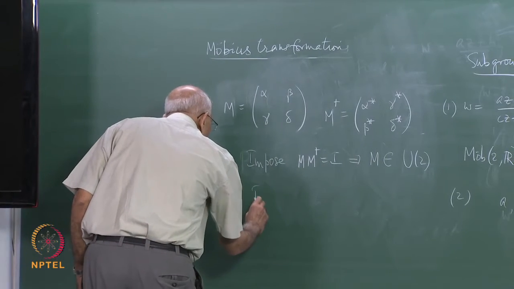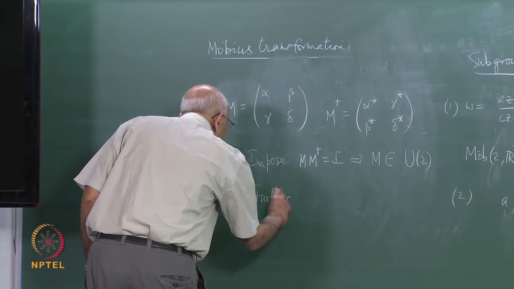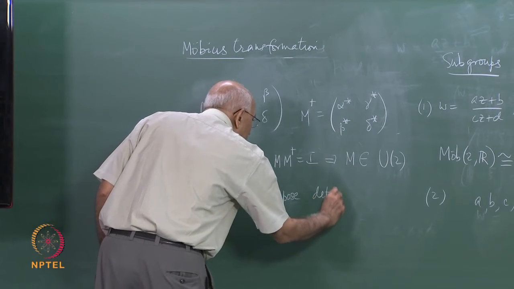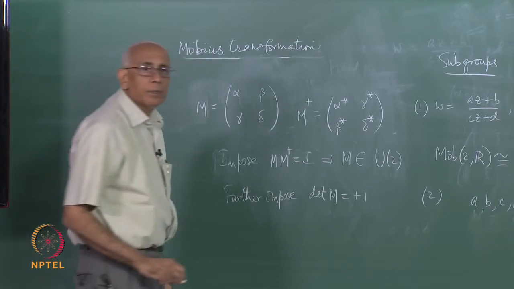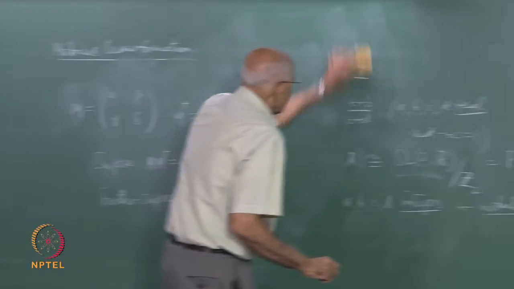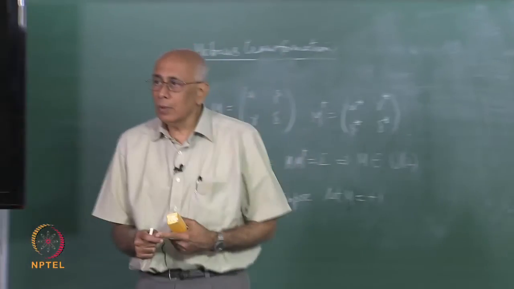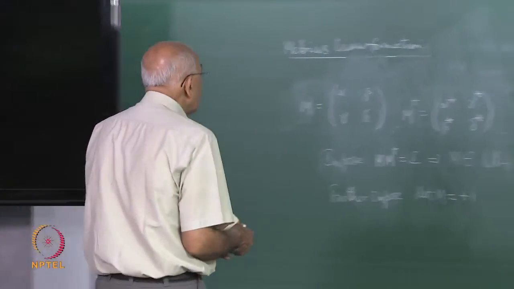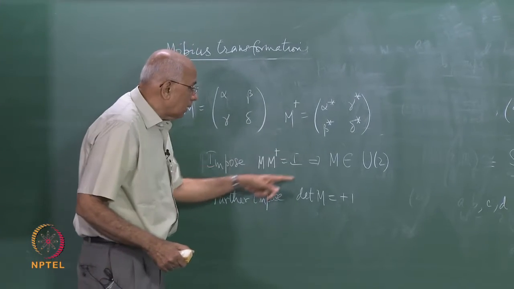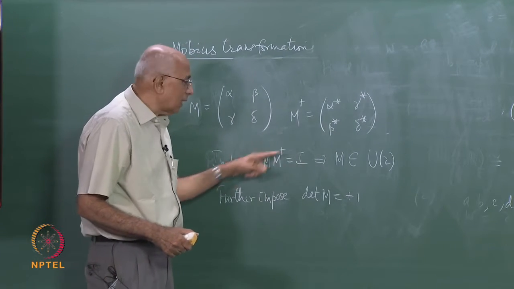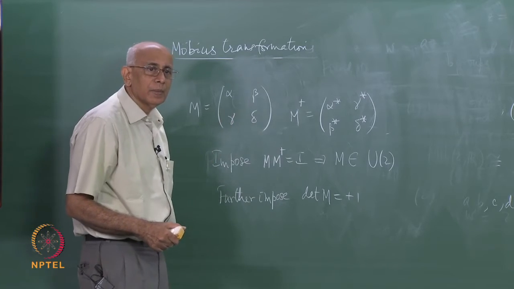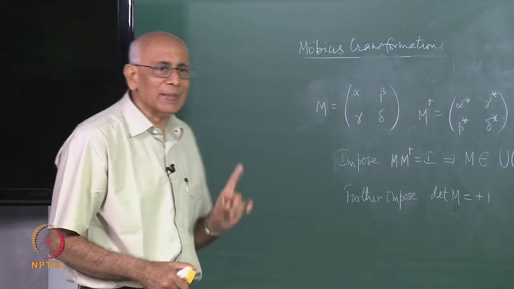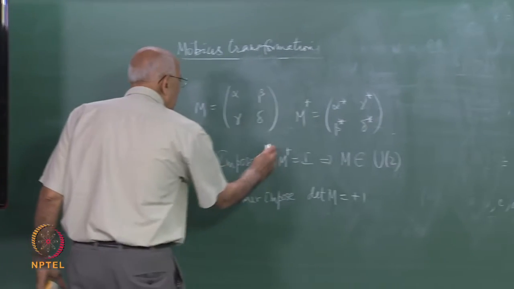Now further impose determinant M equal to +1. When you do that, you have not only imposed the condition of unitarity, but you have also said the determinant is equal to 1, and now you get a further condition. By the way, what is the determinant of this matrix? What does this tell you about the determinant of M? Plus or minus 1? What does it tell you? This is very important. What does this condition tell you about the determinant of M?